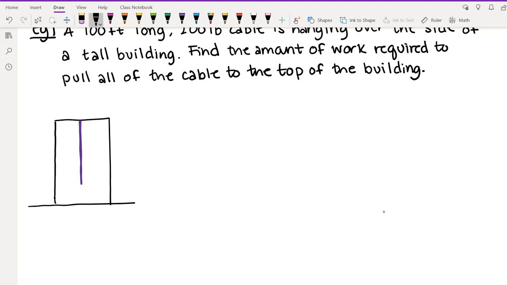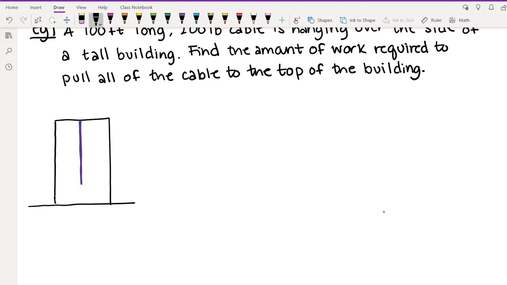There are some small things that you're just going to ignore. For example, when we're lifting the cable to the top, we're not going to worry about what happens once the cable reaches the top. We're not going to think about moving it to the side so it goes an extra distance. We're just going to assume that as soon as a piece of cable reaches the top, it's done. We're done calculating the work. So we're just thinking about the work in the vertical direction, the work required just to bring each part of this cable up to the top.